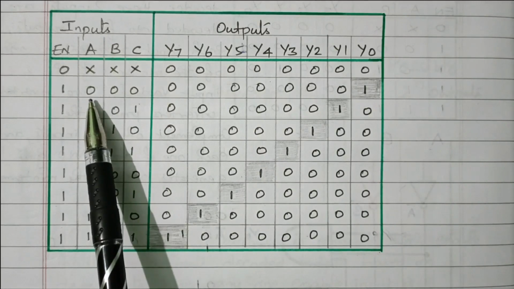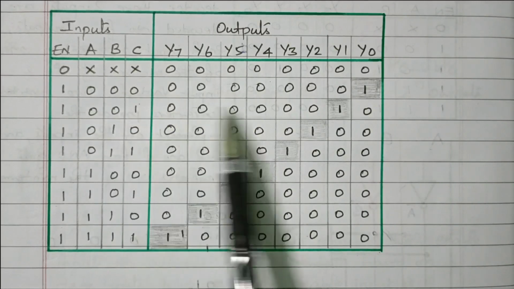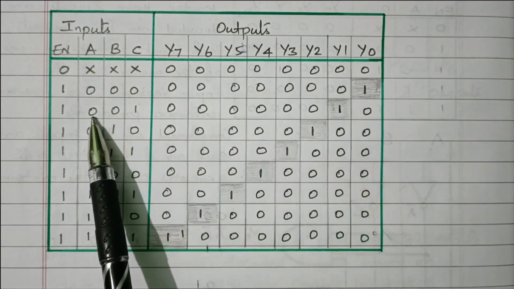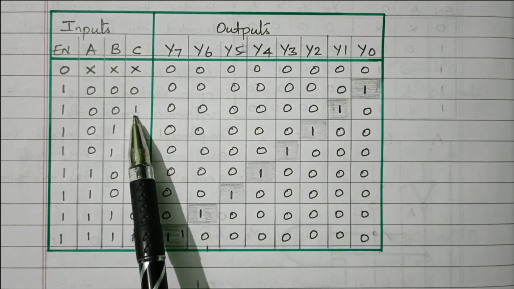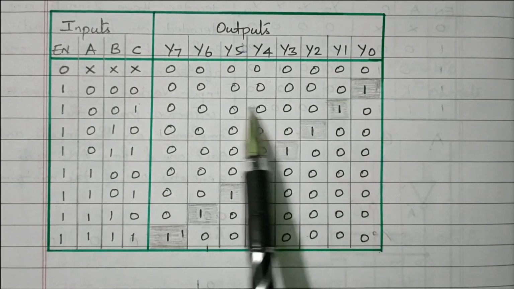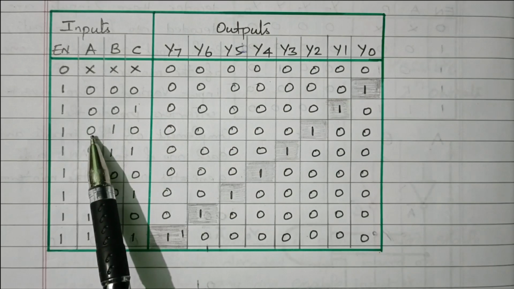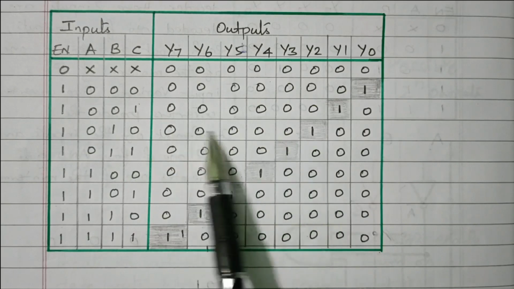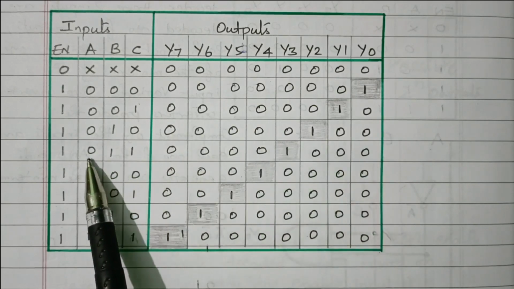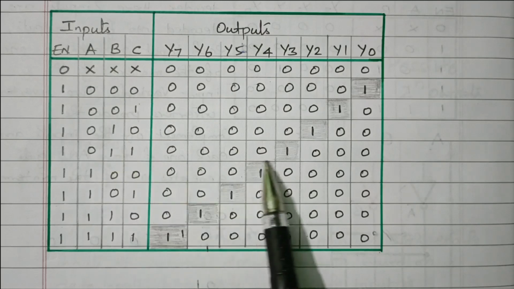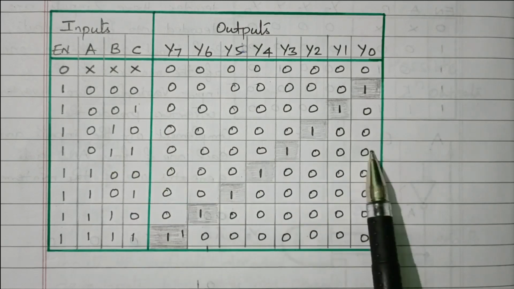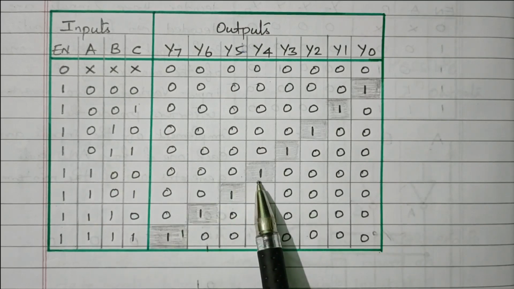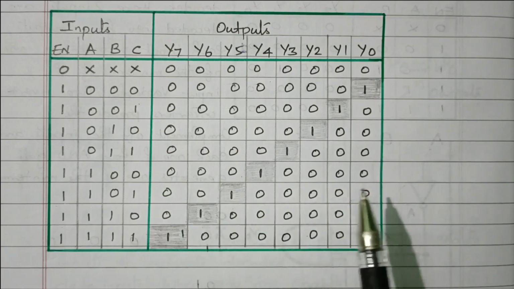A, B, C all are 0. 0 0 0 means Y0 will be 1, and the other outputs are zeros. Then the next combination 0 0 1 means Y1 will be 1. Other terms are zeros. Then the third combination 0 1 0 means Y2 will be 1. Other digits are 0. The fourth combination 0 1 1 means Y3 will be 1. Other digits are 0. The fifth combination 1 0 0 means Y4 will be 1. Other digits are 0.